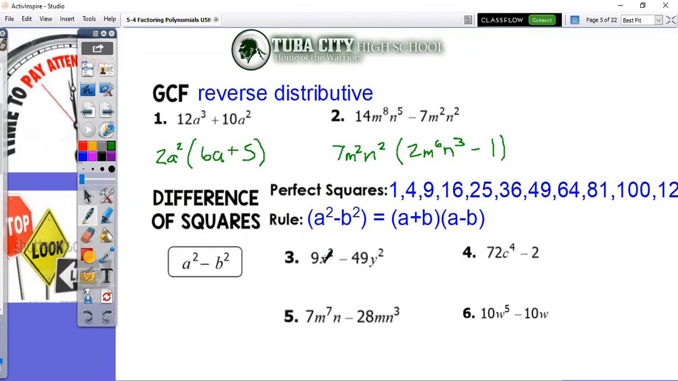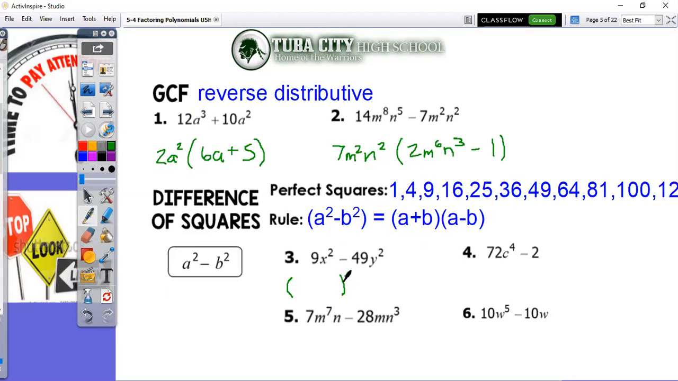Let's go ahead and work on this first one here. 9 is a square number, right? That's on the list. 49 is also a square number. Since both numbers are square numbers, we have to check to see if it's a minus as well. So it is a minus, which means we are going to use difference of squares.